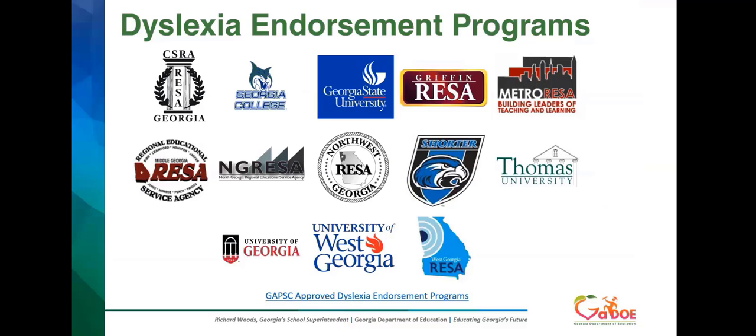Also, the dyslexia endorsement programs have been updated as well. Again, the dyslexia endorsement programs are those Georgia Professional Standards Commission approved dyslexia endorsement programs, and we are now up to 13 dyslexia endorsement programs. So if you or any other educators you know are interested in receiving the dyslexia endorsement, these are great colleges, universities, and RESAs to start with.